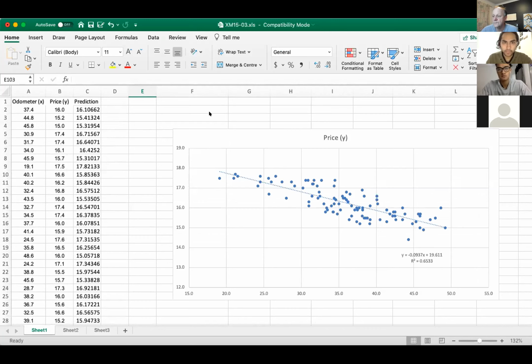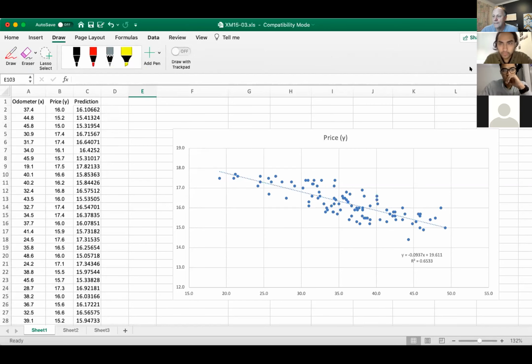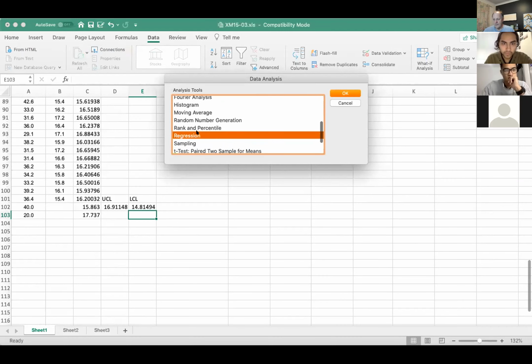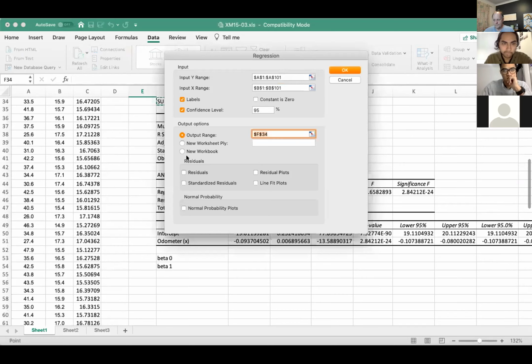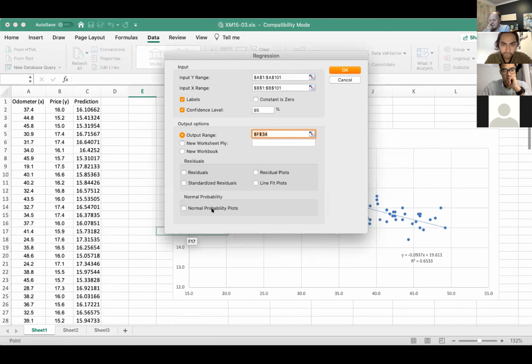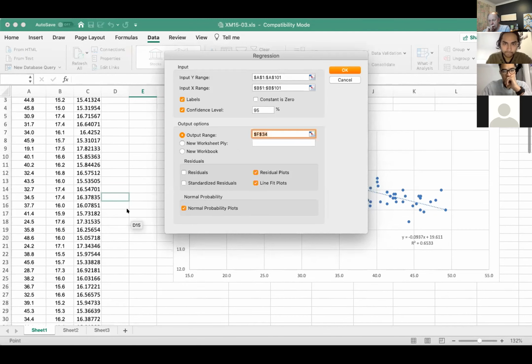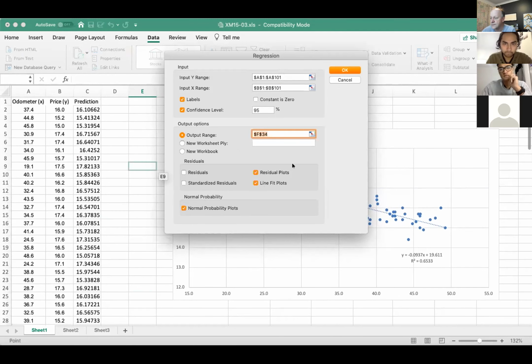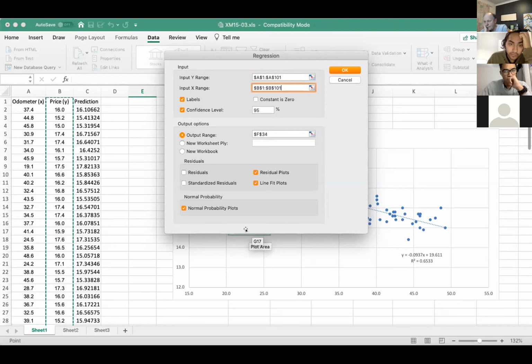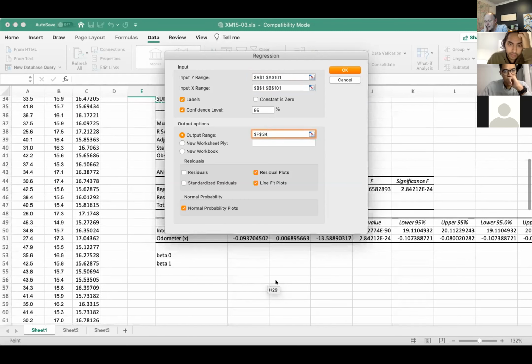Data on top. Click on regression. Now tick at the bottom, it says residuals. So click on residuals and residual plot and line fit plot. And click on normal probability plots. Okay, click on OK.